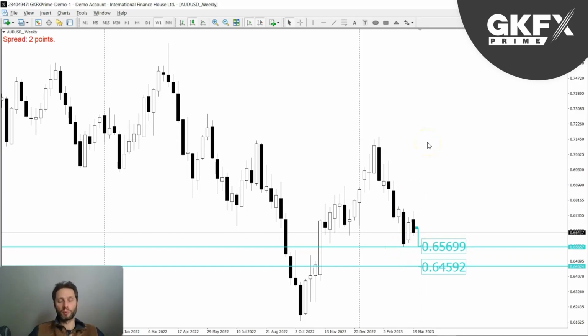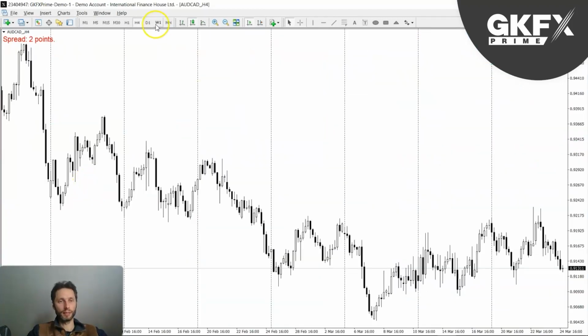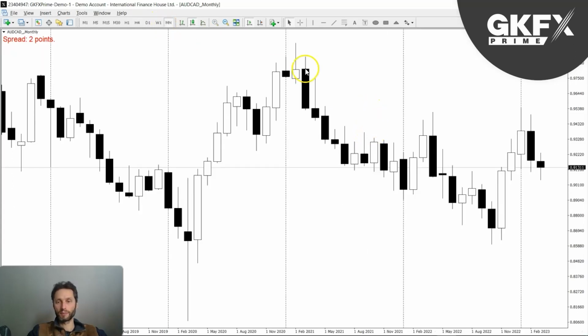So in terms of probabilities, they are to the downside for the moment, for this week at least, and then we'll go and see from there where we head to. Okay, let's move on now to another Aussie pair. So I'm going to go to Aussie CAD and let's have a look why Aussie CAD.